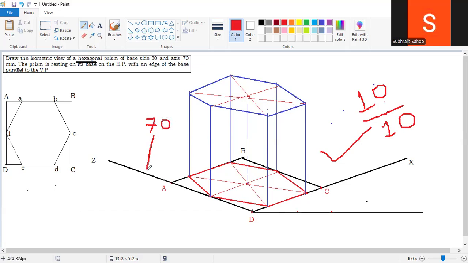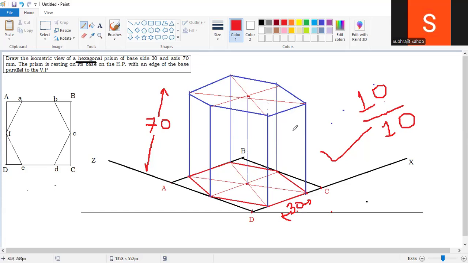Mark here 70. The diagram should be neat and clean. Then only you get 10 out of 10. This is 30. This is 30. The side is 30. And one more important thing: which line will be visible? That should be a solid line. The remaining lines should be dotted lines.